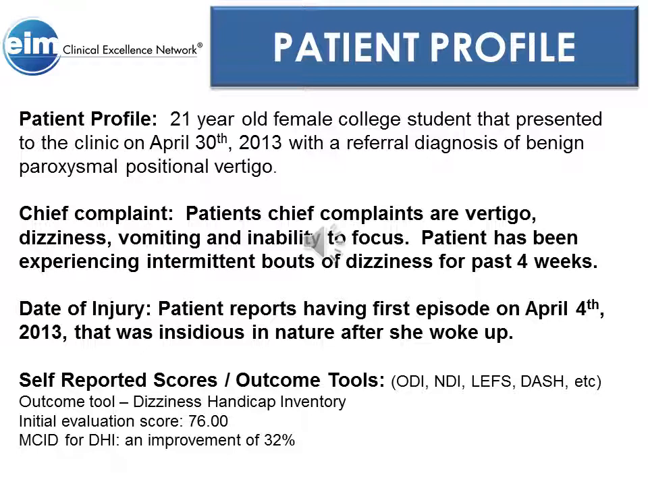The outcome tool that we used was the Dizziness Handicap Inventory, and she scored a 76. The scale goes from 0 to 100, and so on the scale she was quite severe for the DHI.